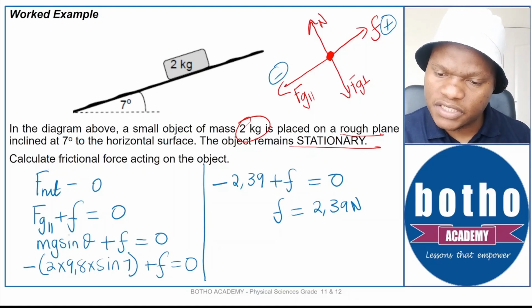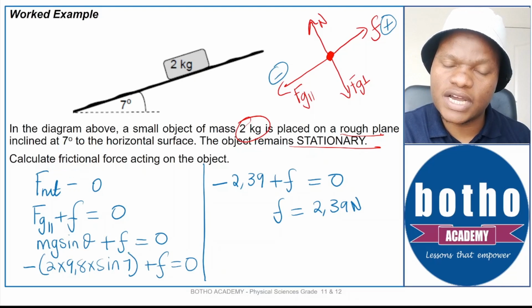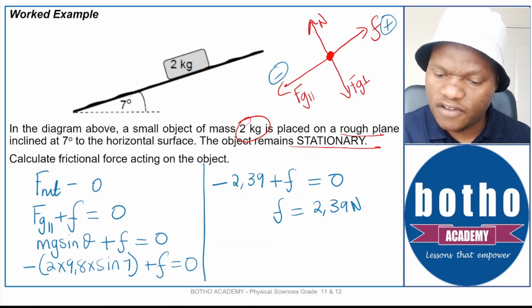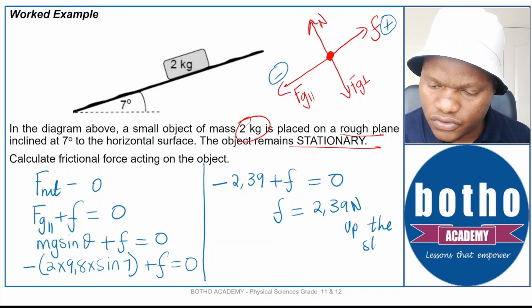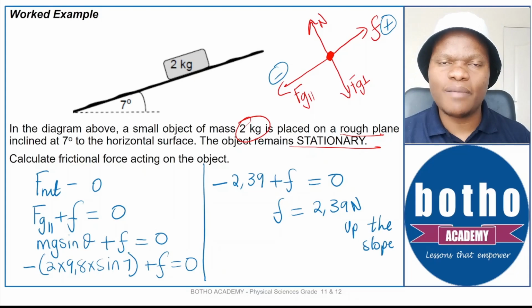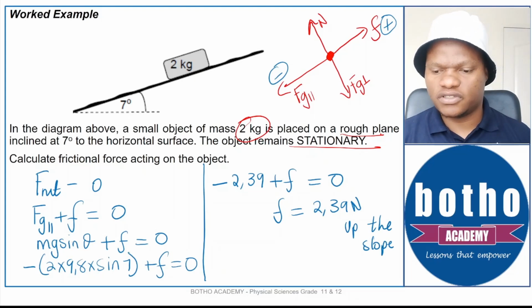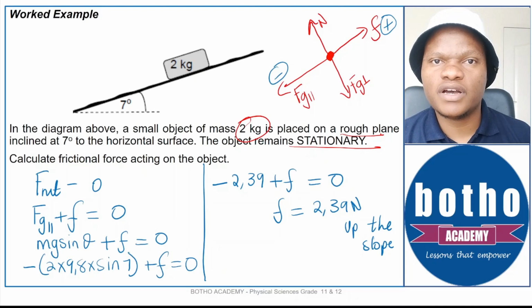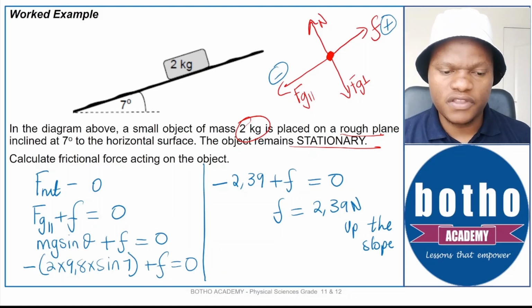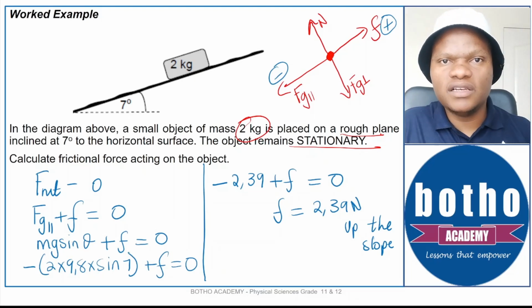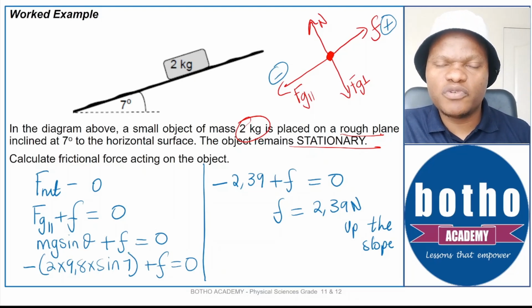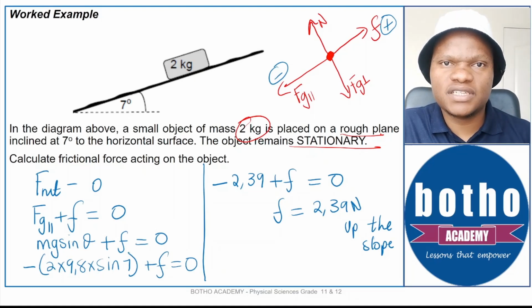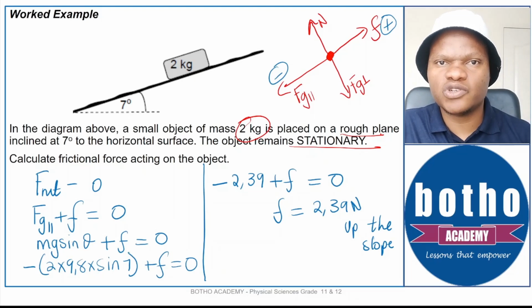Because our answer is positive, remember what we said, up the slope as positive, it therefore means our direction will be up the slope. Please do not say upwards, because upwards means vertically upwards. Just say up the slope, and that is how we answer the question on this worked example. Again, I'll emphasize what I've been saying in the previous lessons. The best way to keep your understanding is to do more and more practical examples and questions on these topics that we've covered.